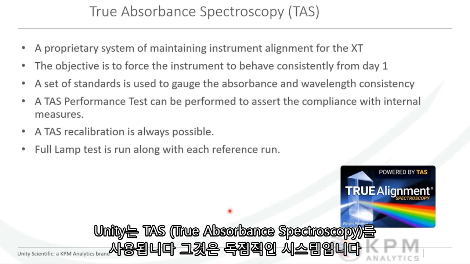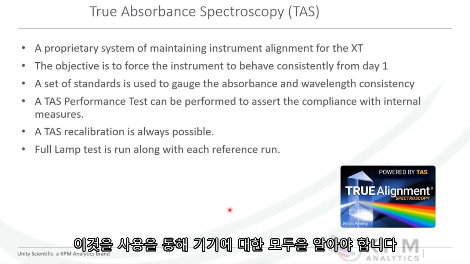For Unity, we use something we call TAS, or True Absorbance Spectroscopy. It is a proprietary system for maintaining the instrument alignment for the XT. Everybody should know about this from the installation and daily use of the instrument.